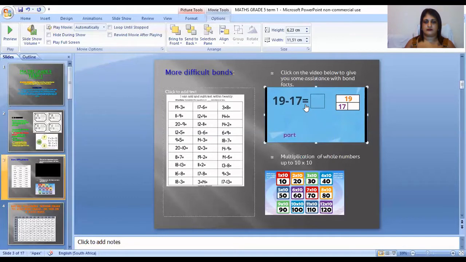We know that the part plus the part equals the whole. That means 17 plus something equals 19. We know that 17 plus 2 equals 19. That means that 19 take away 17 must equal 2.